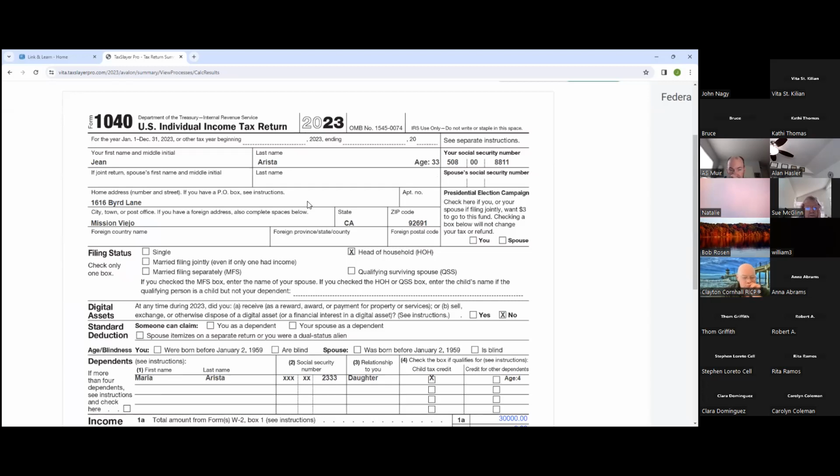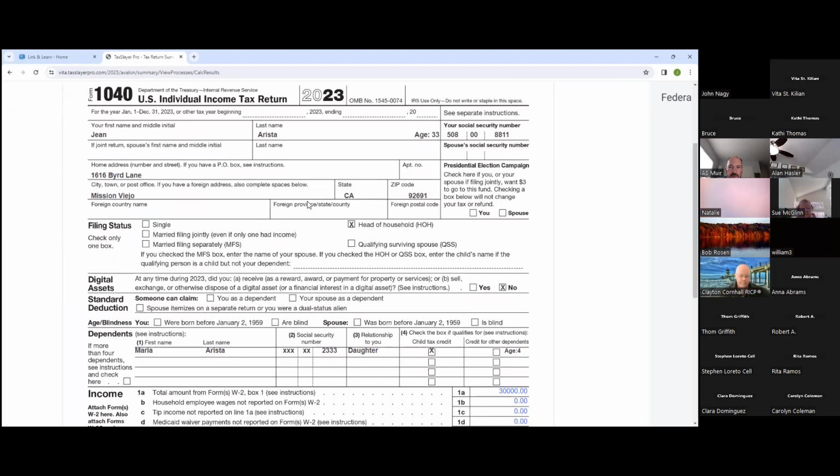And so what we do at the VITA program, of course, we will prepare the return. Typically, it'll be electronically filed. And then as a courtesy, we give a hard copy of both federal and state to the taxpayer for their records. And so you can see at the very top, that's the administrative data.